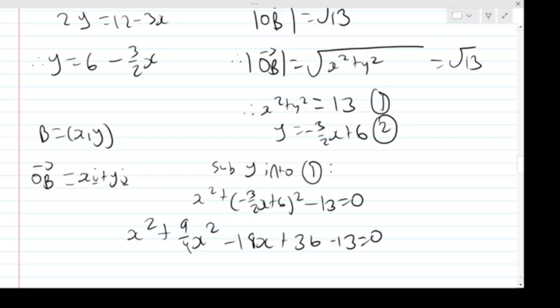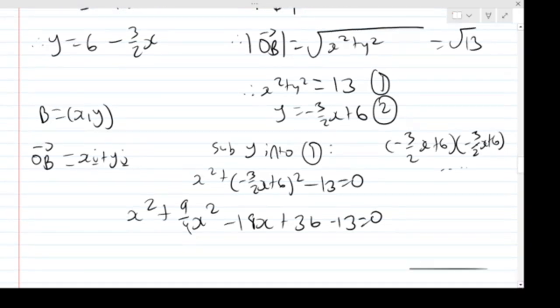If you're not confident or comfortable with expanding, the fraction does make it nasty. Remember, you can always expand the bracket somewhere off to the side and do it step by step. So I could have done minus 3 halves x plus 6 times another minus 3 halves x plus 6, and then expand it term by term, a bit more carefully. If you expand it correctly, you should get this expression. Anyway, now we've got to that point.